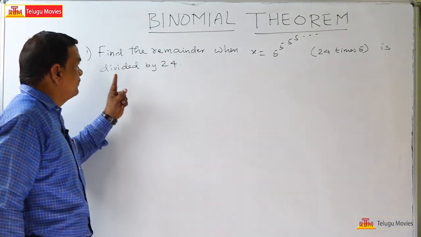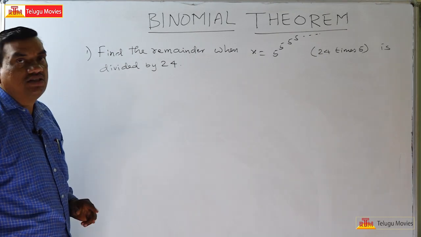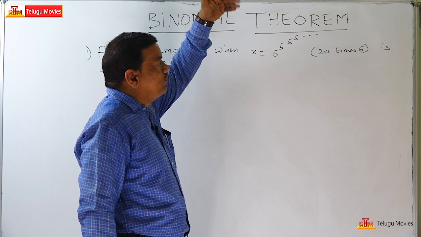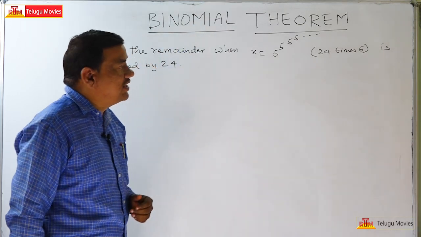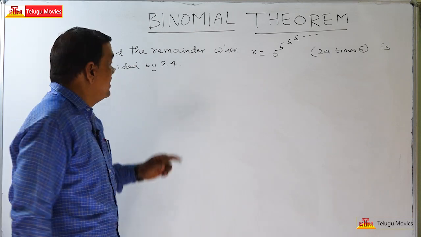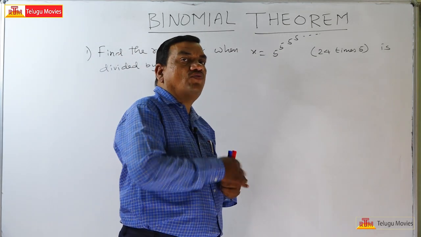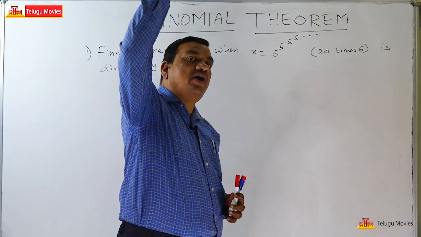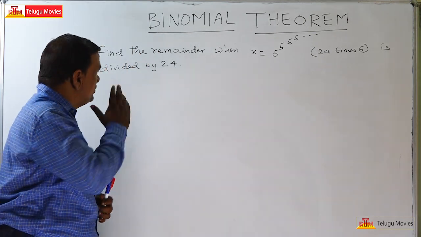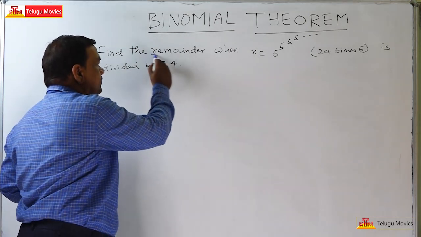See the problem. Find the remainder when x is equal to 5 to the power of 5 to the power of 5 to the power of 5, and so on. How many 5s are there? 24 fives are there. If this number, that is 5 to the power of 5 to the power of 5 to the power of 5, like that, 24 fives, is divided by 24, then what is the remainder? We have to find out.